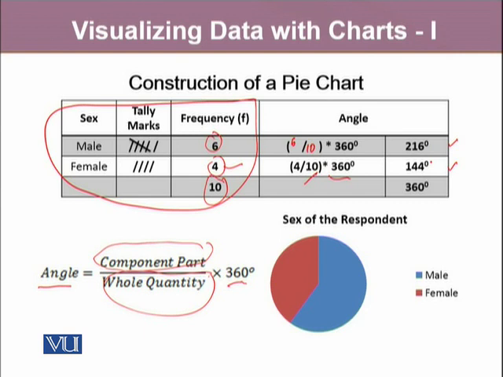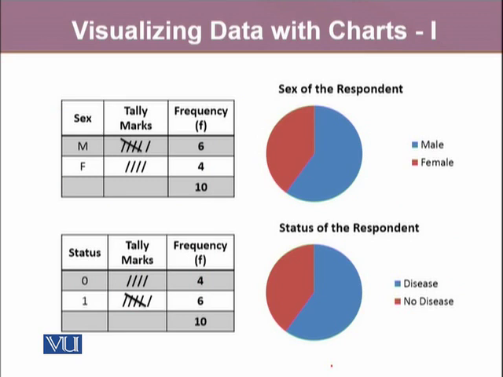Since we already know that there are only two categories in our data, these two angles should add up to 360 degrees. And if we look at our pie chart that's given below, we will see in our legend, we have male represented by blue and females represented by red. And if we look at this pie chart here, we will notice that the number of males is definitely higher than number of females. So these are two different pie charts for the variable sex and variable status.